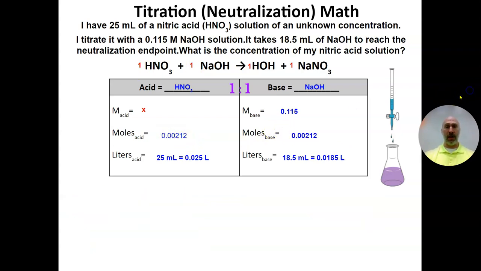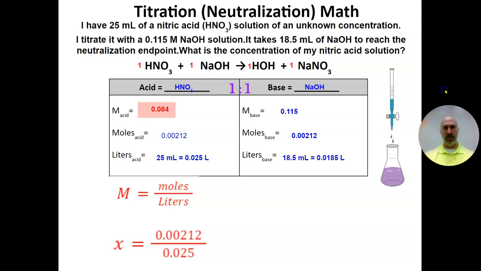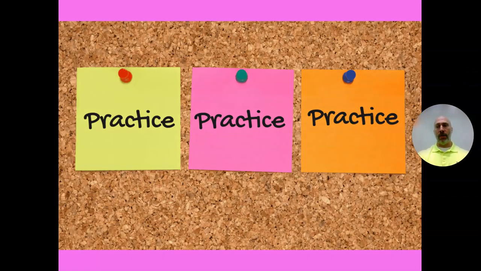Now, once you have that number, same deal. I can now finally solve for the molarity of the acid by doing another molarity problem, okay? Crunch those numbers through, and oops, all right, there you go. That's your answer.